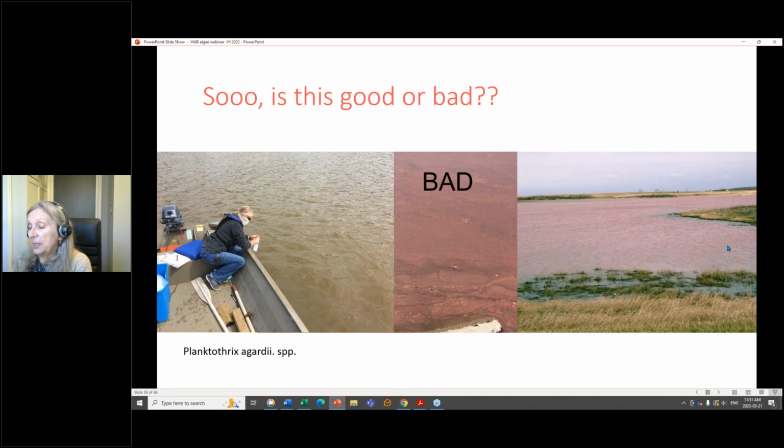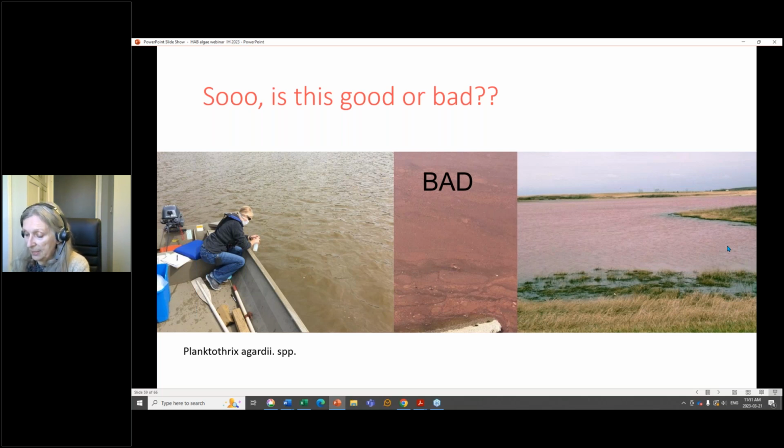This one's Planktothrix. Just a spoiler alert: pink is not a good color for a reservoir. There are two ways to get it that I know of. The Planktothrix, as you see here, is very capable of producing cyanotoxins, one of the very few that is known to produce cyanotoxins at all times.